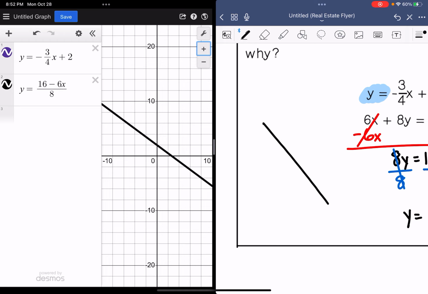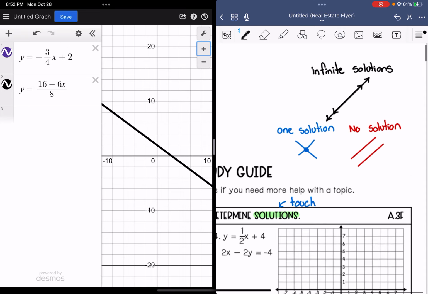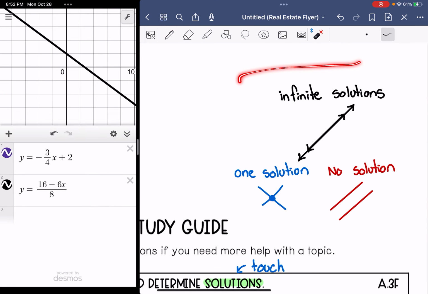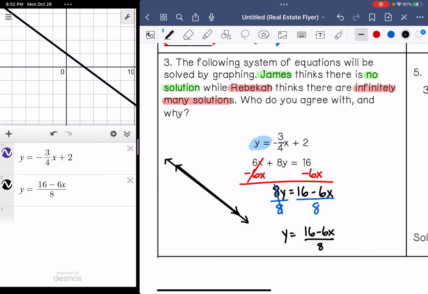So again, I have one line that looks like that, and then I have another line that is right on top of it. So when we graph our lines and they are the same, that is right here up on top, and that is called infinite solutions. So I would say I agree with Rebecca.